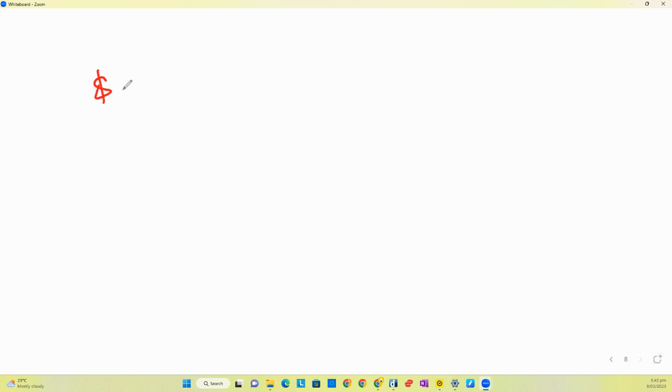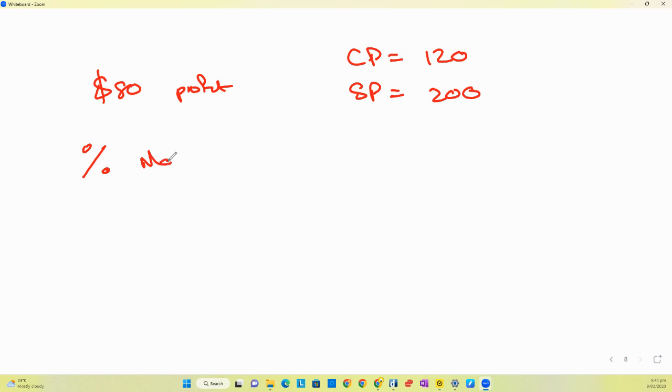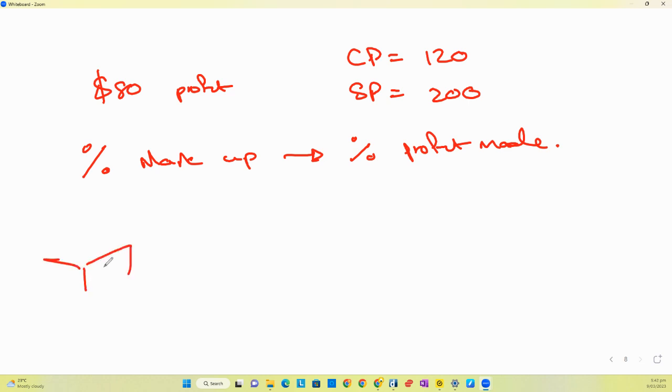Now, if you've got $80 in profit, your cost price is 120, your selling price is 200. What is your percentage markup? Which is basically saying, what is your percentage profit made? But now the next question you got to ask yourself is, where are you calculating the percentage profit from? Are you calculating it from the cost price or the selling price? Well, obviously, if you are in your shop over here and you're standing there and you are interested in what percentage you are going to gain from the cost of your goods.